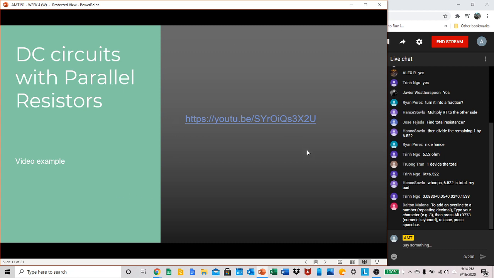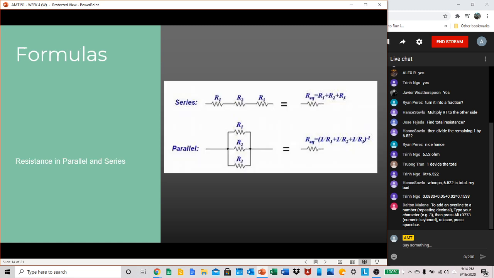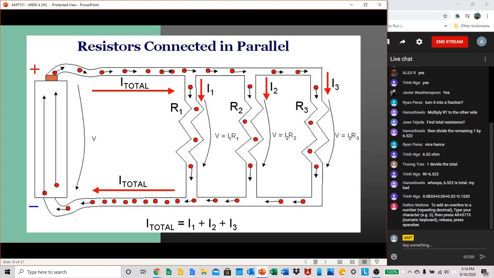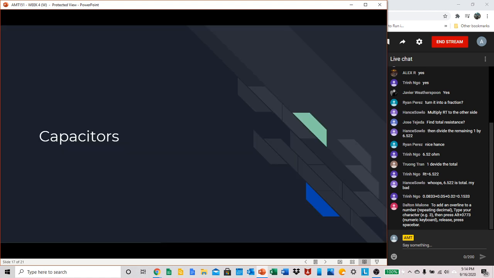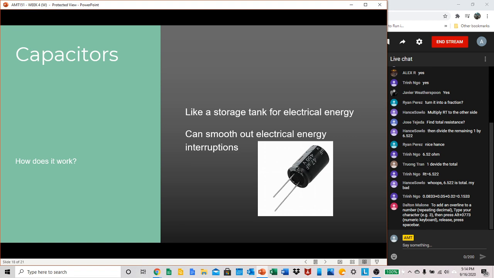Okay, so that video was talking about DC circuits with parallel resistors, talking about the calculations for the entire circuit. There are no questions on your quiz regarding those calculations today. So what I do want to do, instead of having to redo your quiz, is move on to capacitors. So capacitors. How do capacitors work? This is a picture of a capacitor. So capacitors are like a storage tank for electrical energy. They can smooth out electrical energy interruptions.